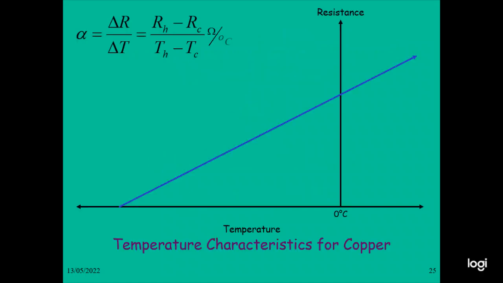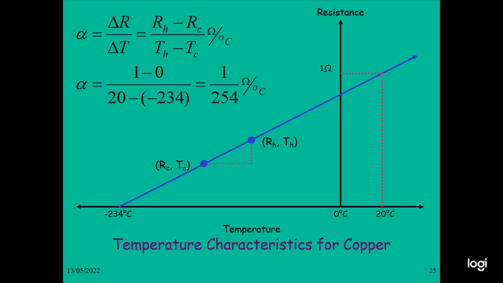The temperature coefficient of resistance: when the temperature is higher, the resistance will be higher. So that one will be drawn, and that will be the temperature of copper. For the copper wire, alpha equals delta R by delta T, so that is (RH minus RC) divided by (TH minus TC).